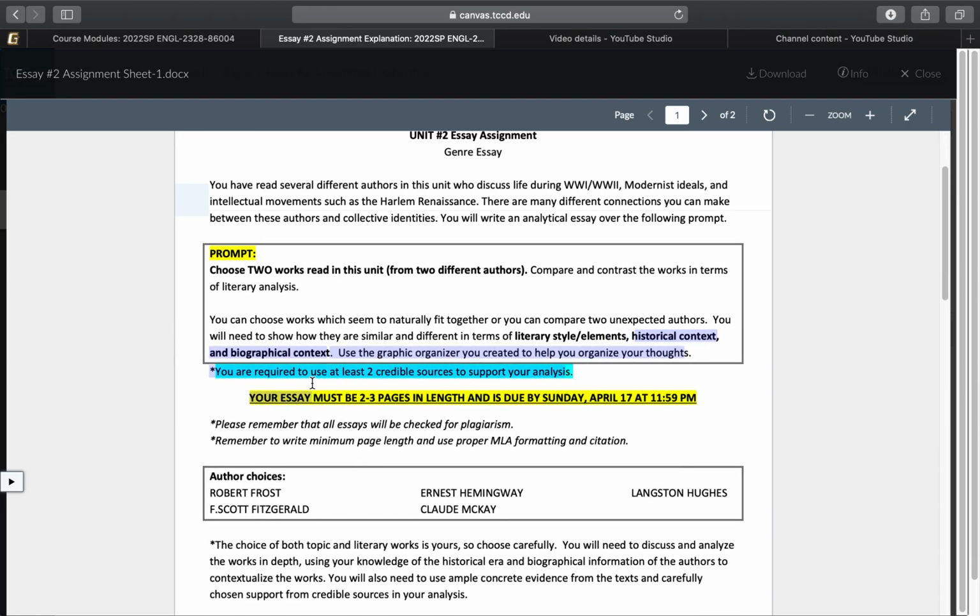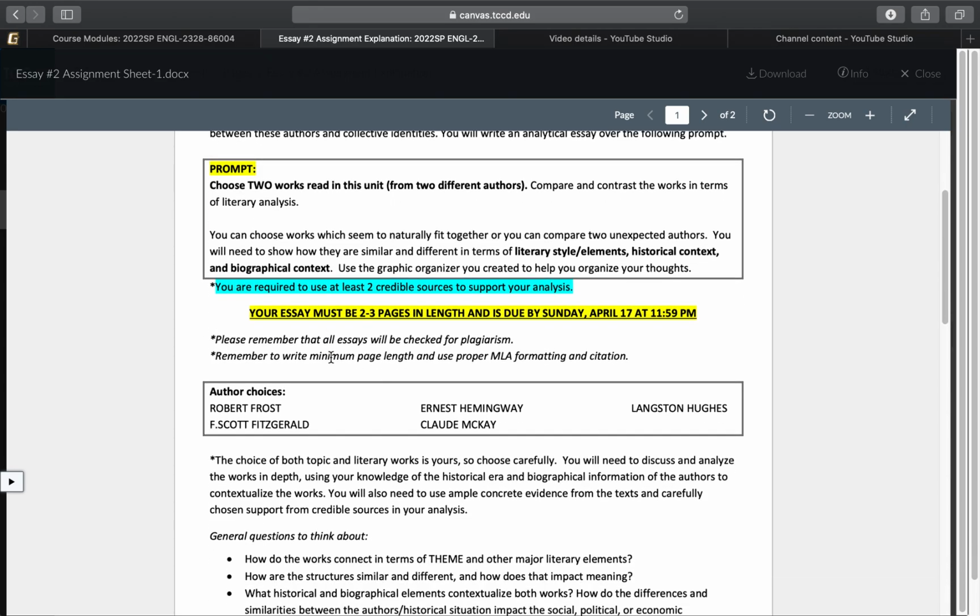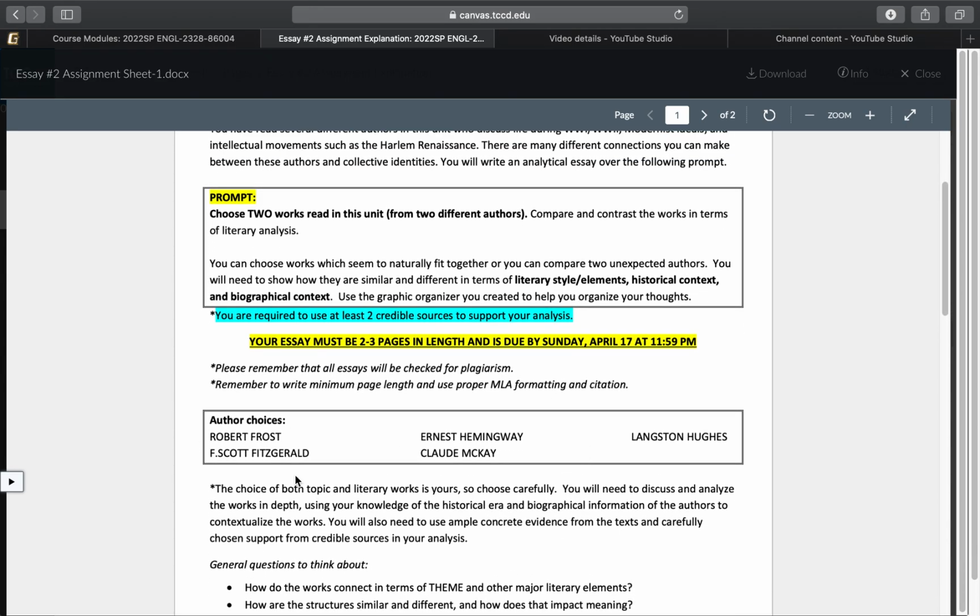Secondarily, you can look at the historical or biographical context between them. There are some interesting connections you can make between some of these authors, historically and biographically. But again, the most important thing is that you look at them as a piece of literature. You're going to use the graphic organizer you created to help you organize your thoughts and see where you can make these connections.